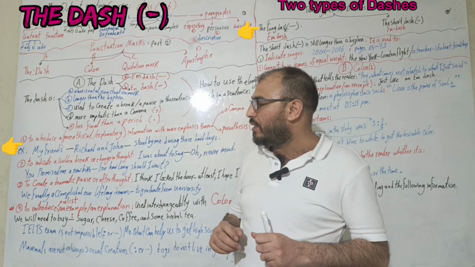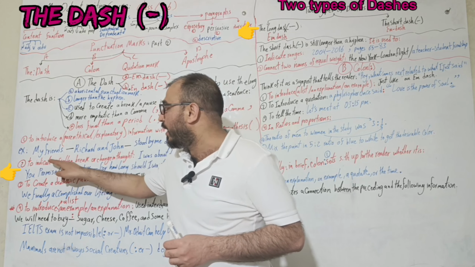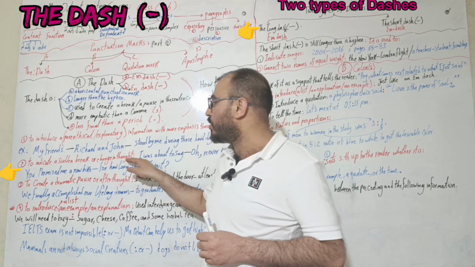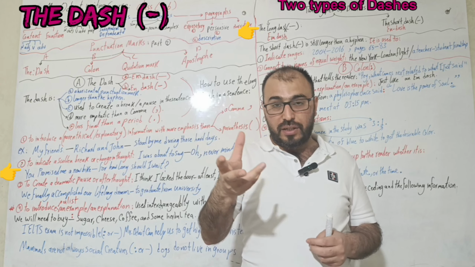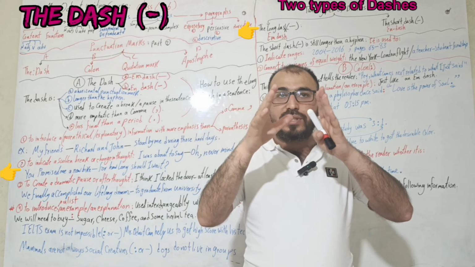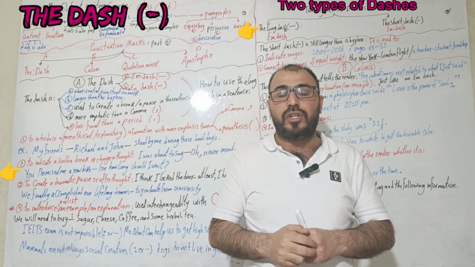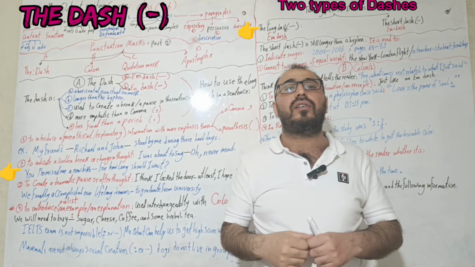The second use, my friends, here is that we use the EM dash to indicate a sudden break or change in thought. Generally, my friends, the novelist always tries to make his or her novel look like a real situation, to make the reader enter the world of the story.